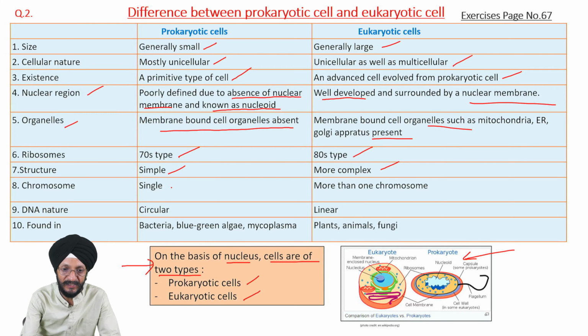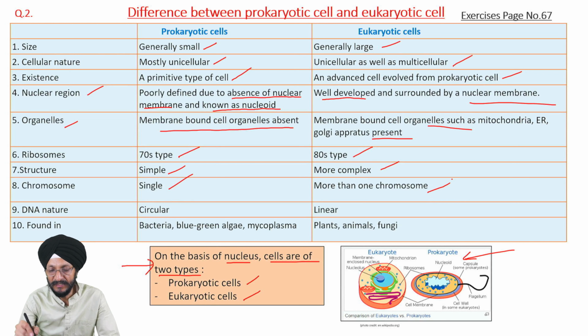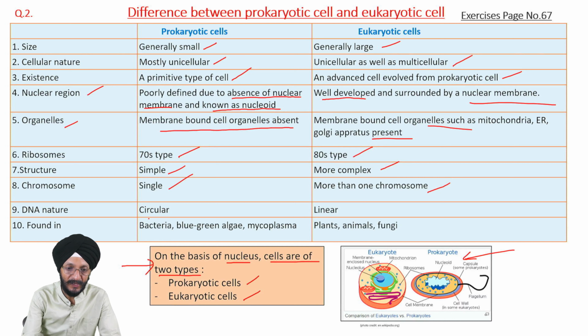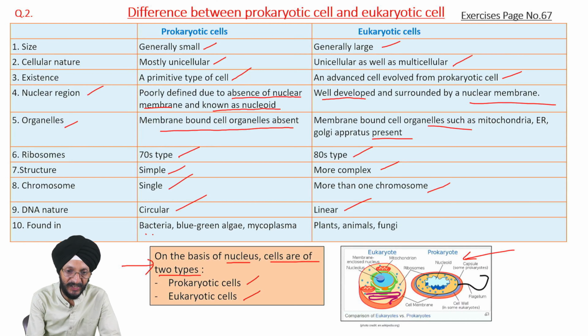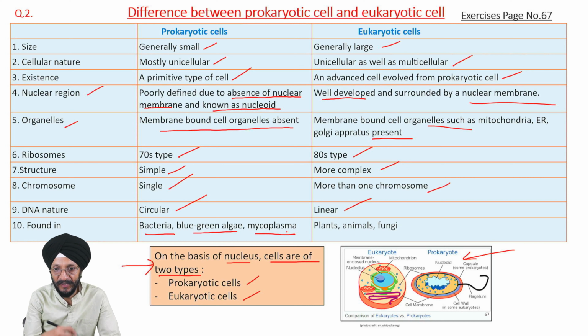Chromosome is single in the case of prokaryotic cells. In the case of eukaryotic cells, more than one chromosome is found. DNA is circular in prokaryotes, whereas it is linear in eukaryotic cells. Prokaryotic cells are found in bacteria, blue-green algae, and mycoplasma, whereas eukaryotic cells are found in plants, animals and fungi.